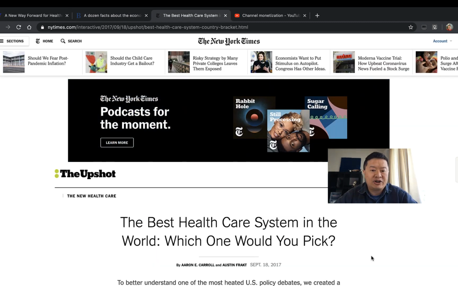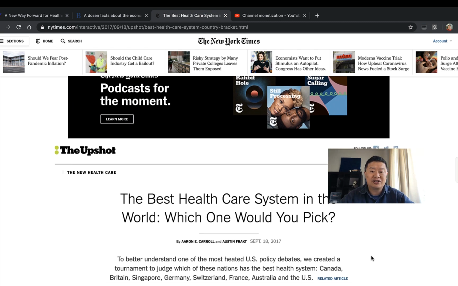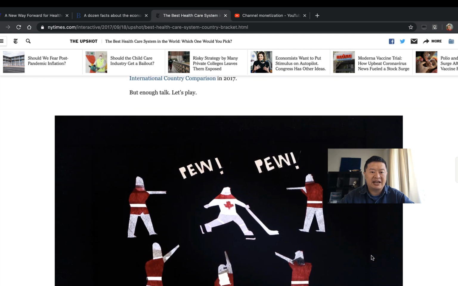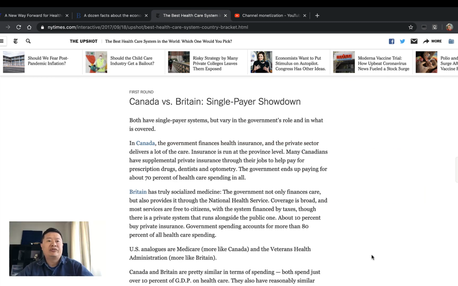Lastly, this is an article from 2017, but still quite relevant, by the New York Times, comparing healthcare systems across different countries. And so let's just take a quick look at what they came up with. So the first comparison was among Canada versus the United Kingdom, which involved the single payer system. So this is where the government finances health insurance. You don't have private insurance companies.